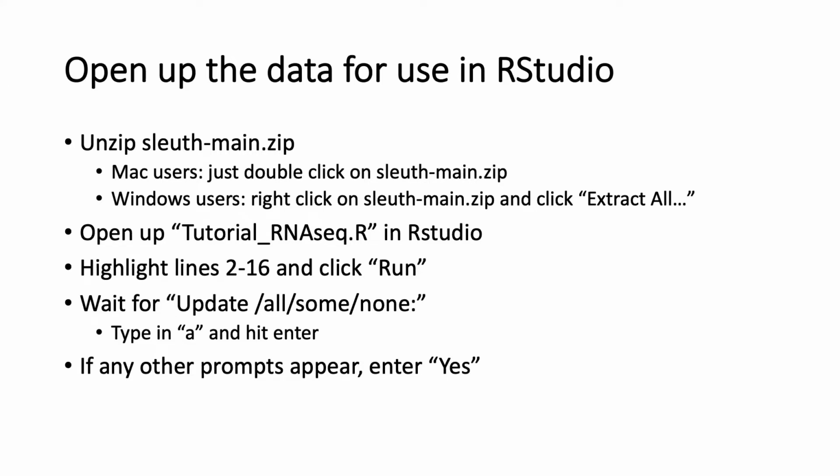Once you have it open in your RStudio, if you could highlight the first two sections, so it'll be lines 2 through, I'll have to take a look, I think it might be 14. Just the first two sections, basically highlight those and then click the run command in your RStudio to start running those commands. This is just going to download all of the necessary packages that you need to be able to run the sleuth analysis later on in the talk.